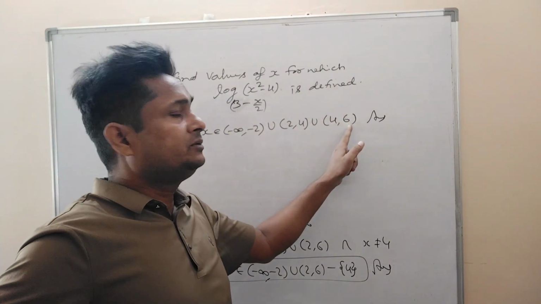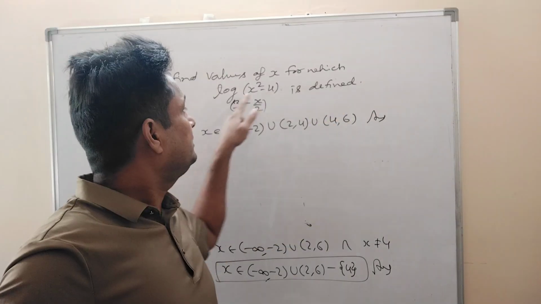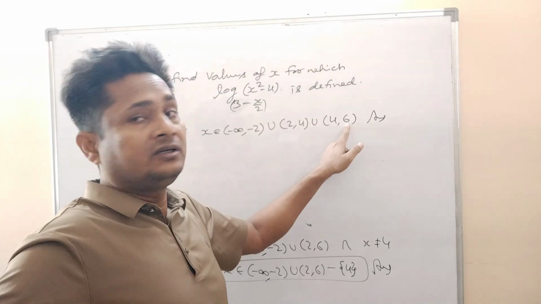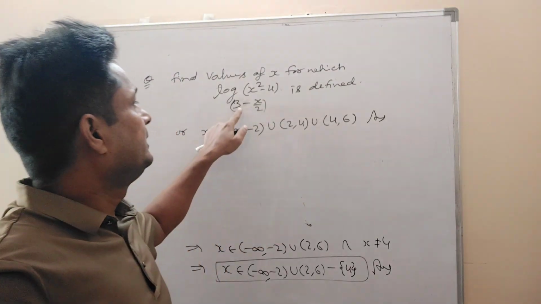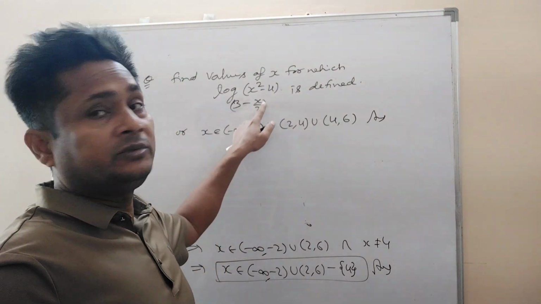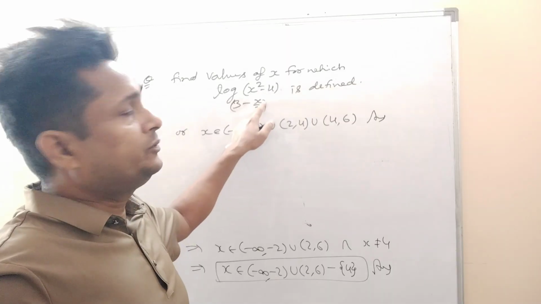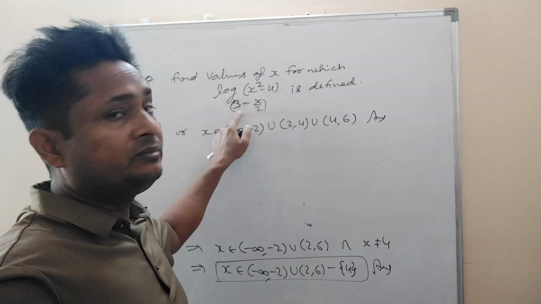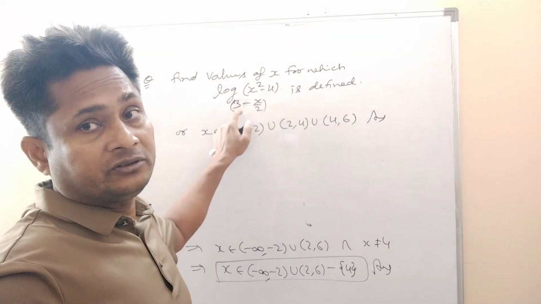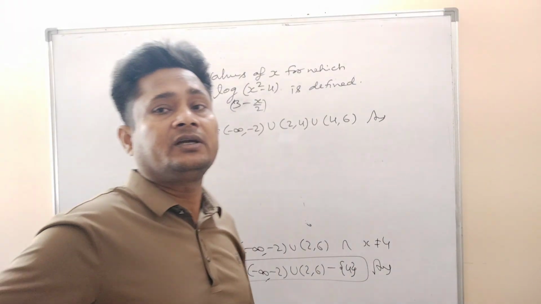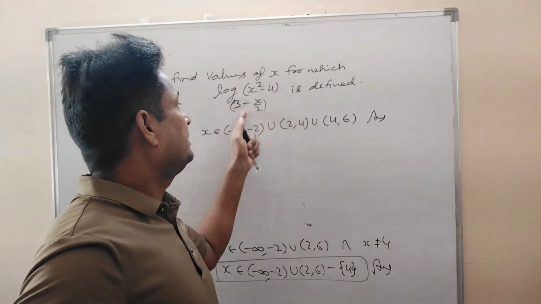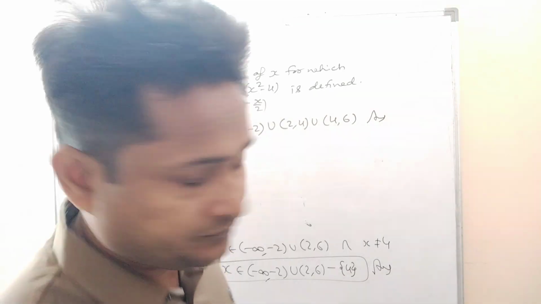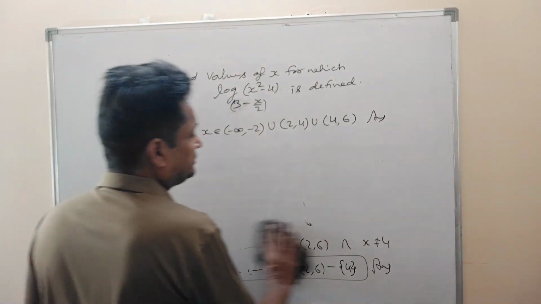If you take a value greater than 6, then this log will not be defined, because if you put x greater than 6, let's say x equal to 8, then this will be 3 minus 4. 3 minus 4 will be minus 1, which means the base will be negative. And base and input value both cannot be negative. So this is our final answer.